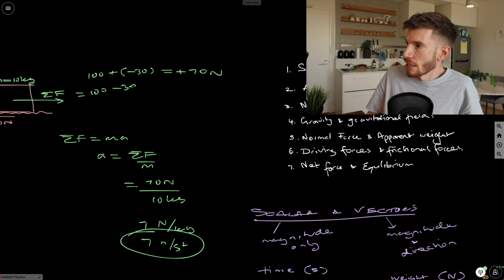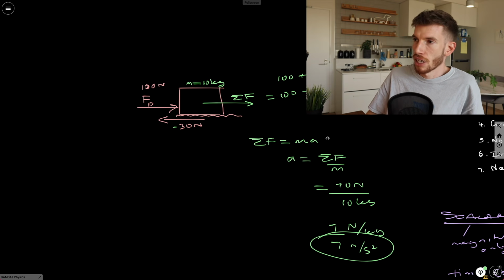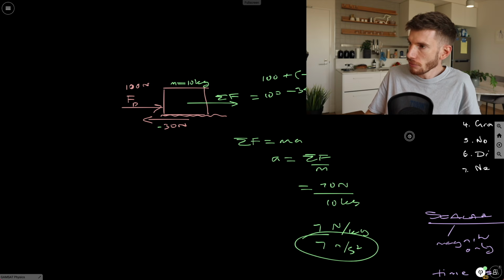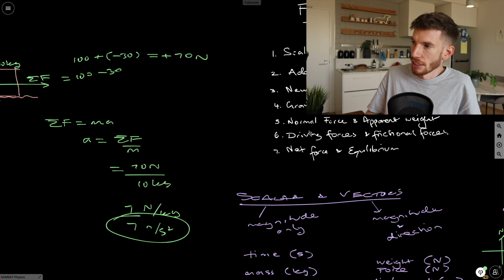Okay, and so then there's all kinds of different types. You can have friction on wheels and that kind of thing as well. The main thing is just getting the directions right. Friction should always go in the opposite direction to the driving force. And then finally, let's finish off now on net force and equilibrium.